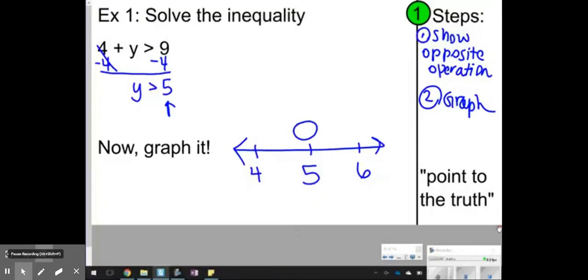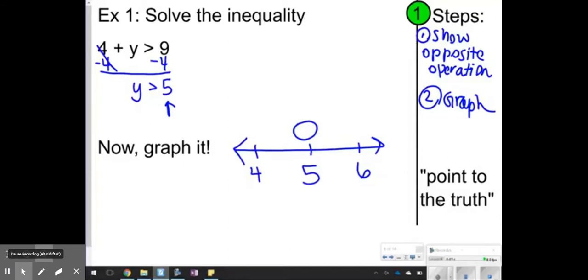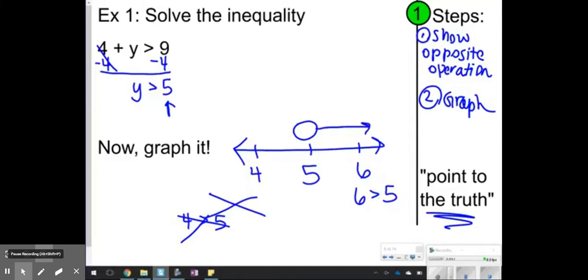And a little reminder that you can write in your notes: you always want to point to the truth. So that just means if you plug in 4 for y, and if you plug in 6 for y, which one is true? 4 is not greater than 5, so we can't point to the 4. But 6 is greater than 5, so that means all of my solutions are going to be this way on the graph. Okay? Go ahead and take time now.